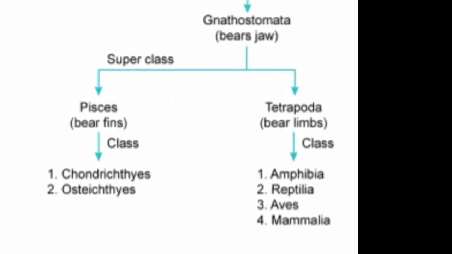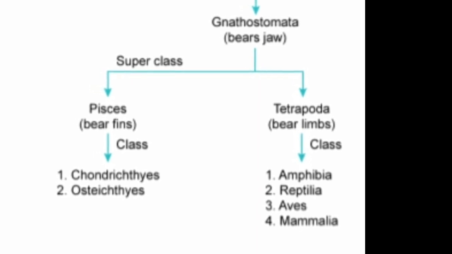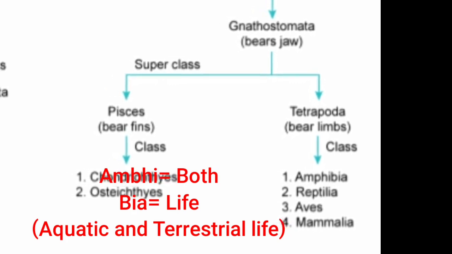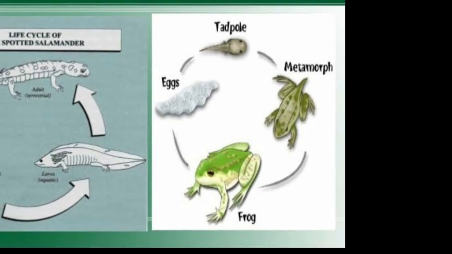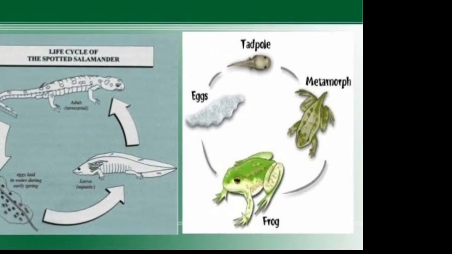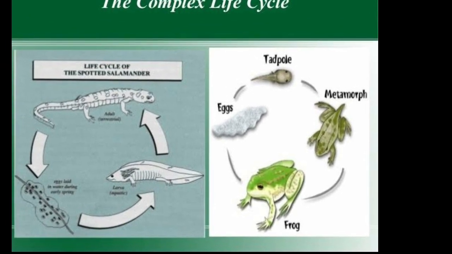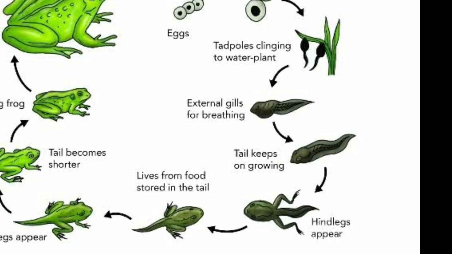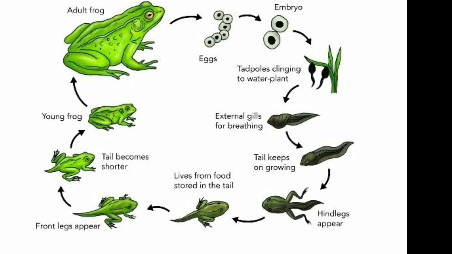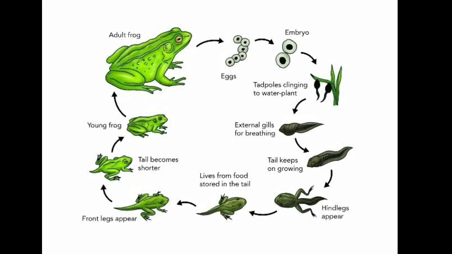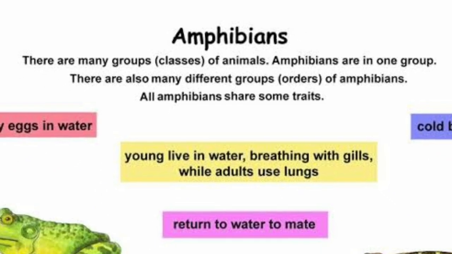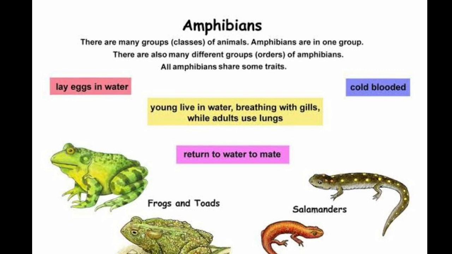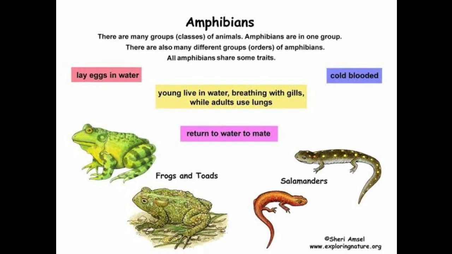Superclass Tetrapoda is divided into four classes. Class 1 is the Amphibia. Amphi means both and bia means life, meaning they have aquatic as well as terrestrial life. Their larval life is aquatic, also called a tadpole, which looks like a fish, and respiration is aquatic through the gills. In adult life, these gills disappear and they develop lungs. In water, they respire by thin skin and also by the buccopharyngeal cavity. And in terrestrial life, they respire by lungs.